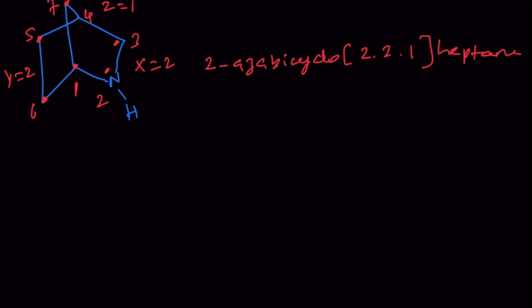Now you might be wondering, we have 6 carbon atoms, how come we are calling it heptane? In this case the nitrogen atom must be counted as if it were a carbon atom when you are counting the parent chain, and therefore heptane is the correct word to end with, not hexane, because in total we have 7 atoms in the parent chain. One of them is a heteroatom. Okay. So 2-azabicyclo[2.2.1]heptane is the correct IUPAC name for this molecule.